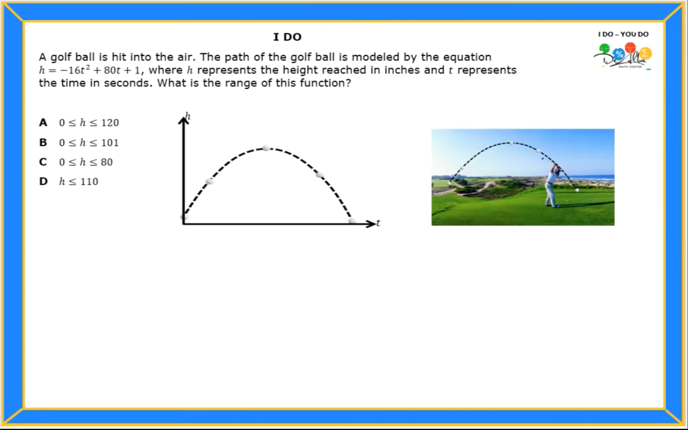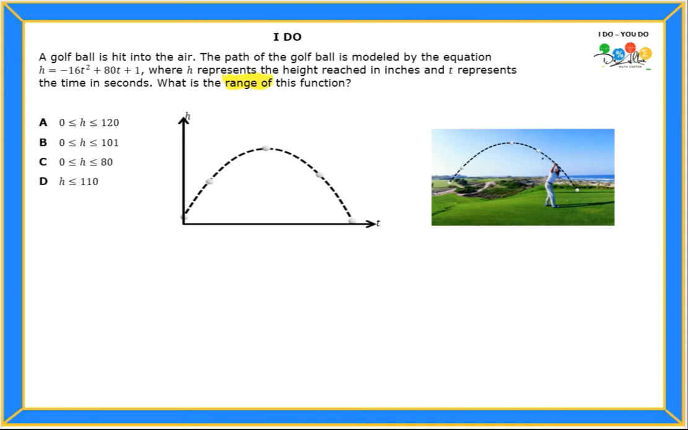And it says, a golf ball is hit into the air. The path of the golf ball is modeled by the equation h equals negative 16t squared plus 80t plus 1, where h represents the height reached in inches and t represents the time in seconds. What is the range of this function?